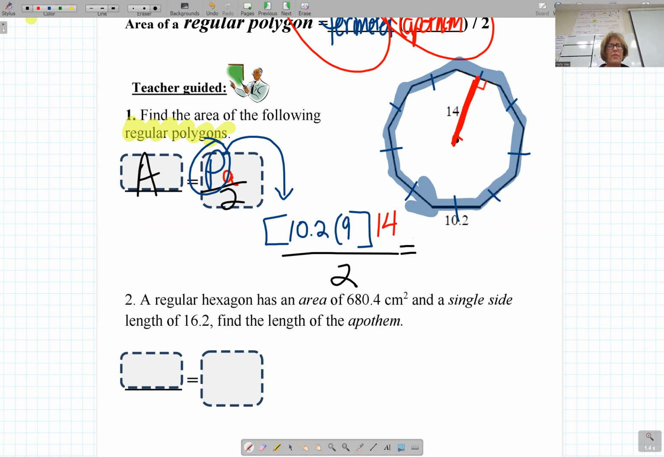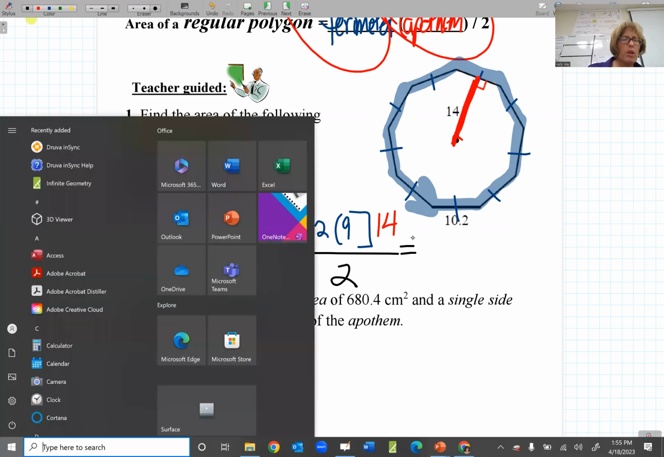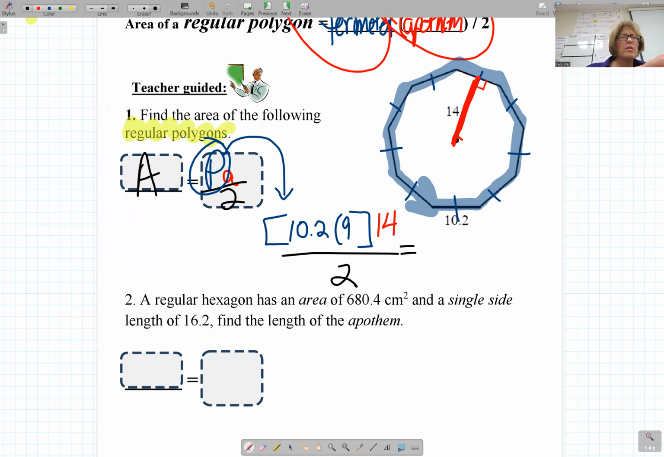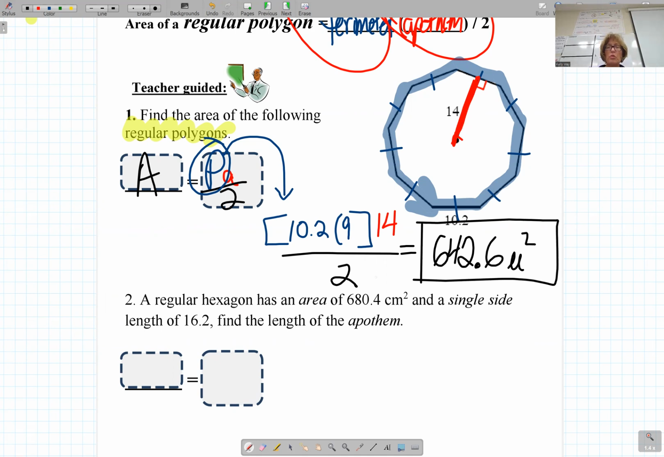The apothem, center to midpoint, is 14. You may use a calculator at this point, but you don't get to touch a calculator until you have all your plug-ins, which we do. So 10.2 times 9 times 14 divided by 2 equals 642.6. No units provided, so we just write the generic unit squared. Ta-da! That is how hard that's going to be.